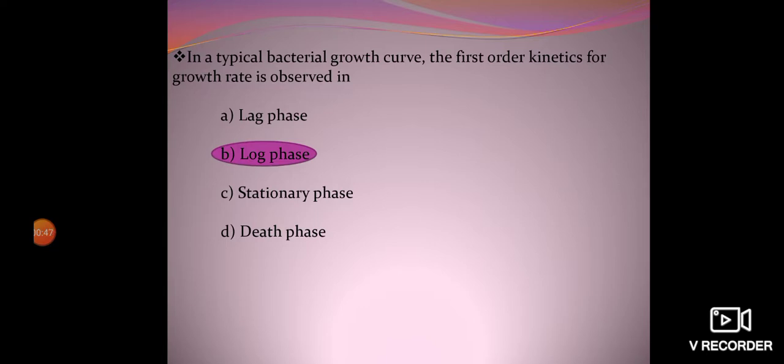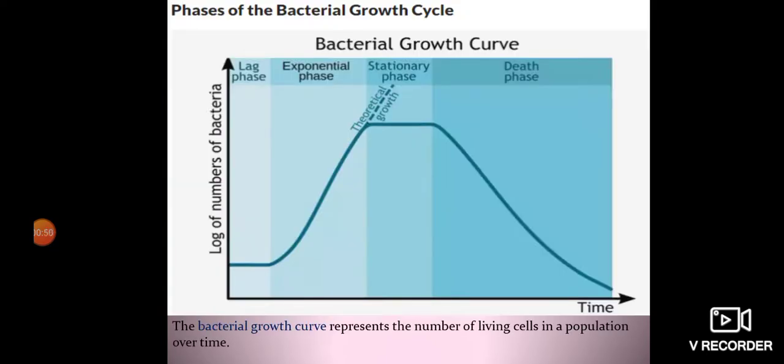Now we will see the discussion. There are four types of phases in bacterial growth curve cycle. As you can see in this figure, this is the figure of bacterial growth curve that represents the number of living cells in a population over time. This plot is plotted between the log of number of bacteria and incubation time, in which the four phases, lag phase, exponential or log phase, stationary phase and death phase, are indicated with the plot.